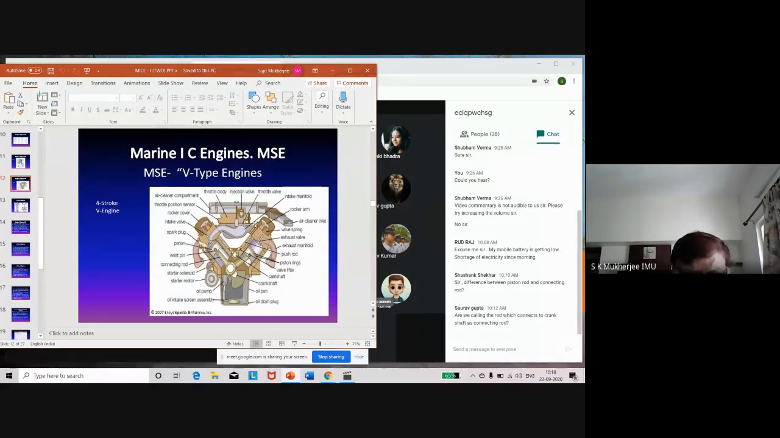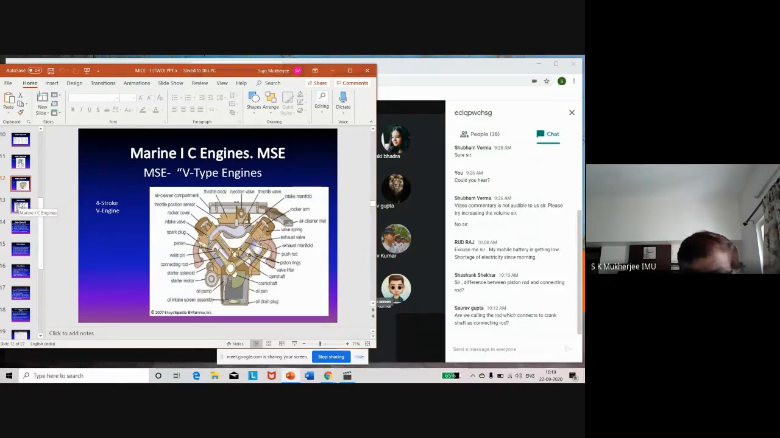Otherwise, it is the same. Okay. So this is the profile of a V-type engine, and large V-type engines are also used as your propulsion engine. I have had this Pielstick engine on one of my ships, and it was a very good engine. Pielstick is made by a French company, so engines are good, nothing wrong with it.